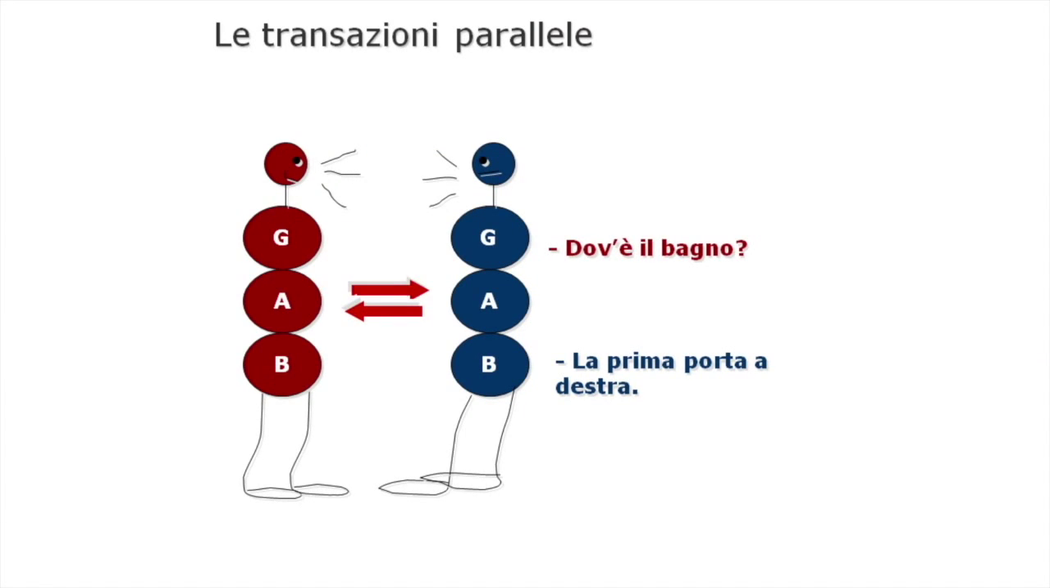We can start from a very practical example, very simple, two adults having a conversation. As you can see, the red little figure asks, "Where's the bathroom?" The blue little figure replies, "First door on the right." On the picture, you can see that the little men are divided into three small circles, G, A, and B.